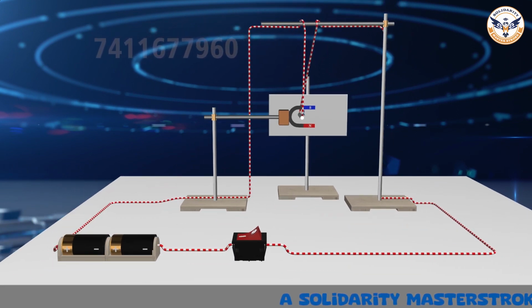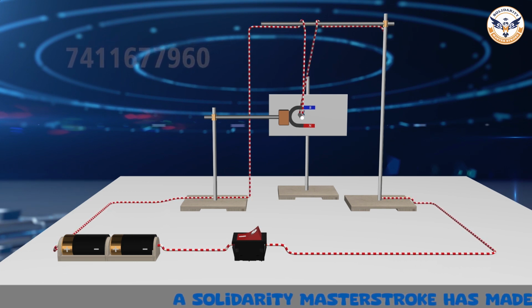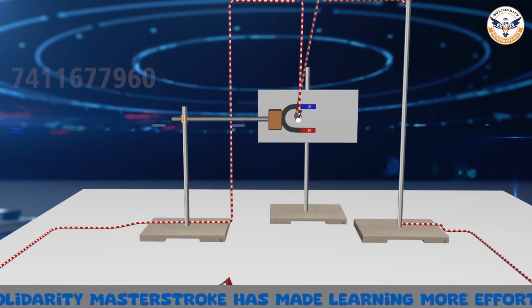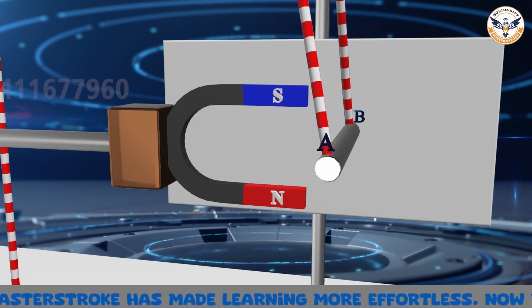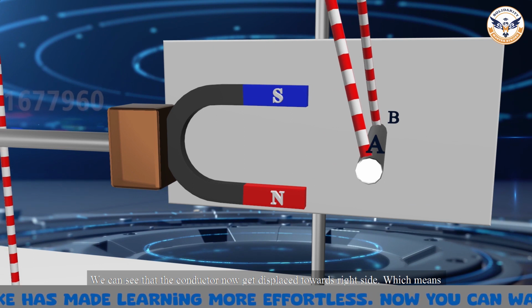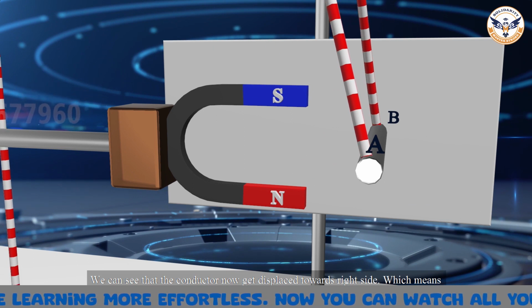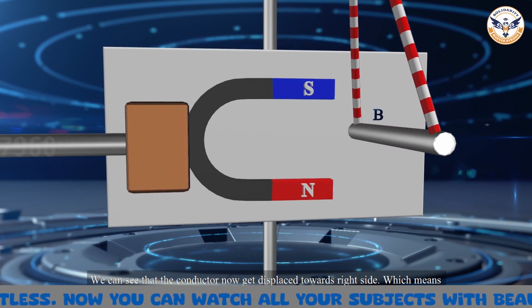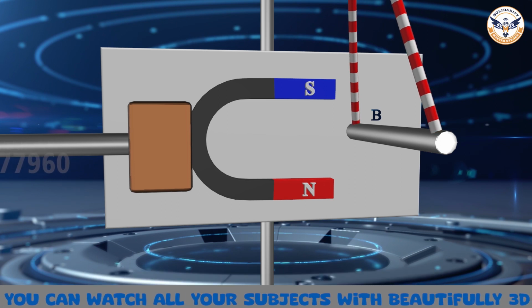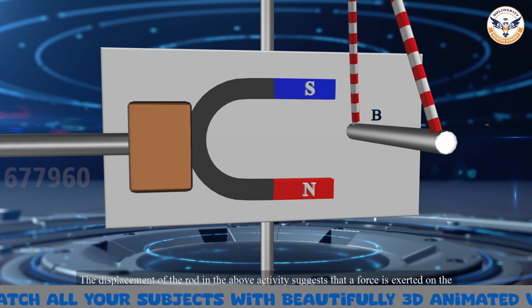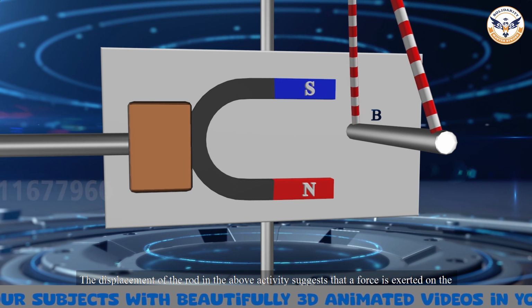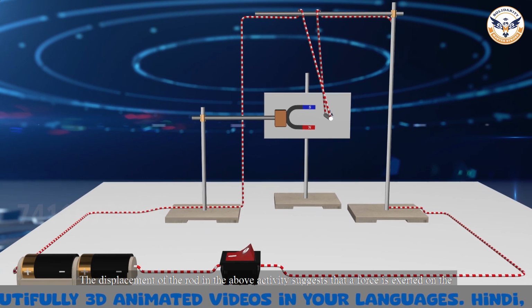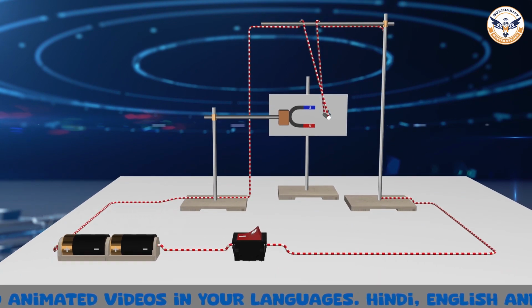Reverse the direction of current flowing through the rod by reversing the battery polarity and observe. We can see that the conductor now gets displaced towards the right side, which means the direction of the force is reversed. The displacement of the rod in the above activity suggests that a force is exerted on the current carrying conductor when it is placed in a magnetic field.